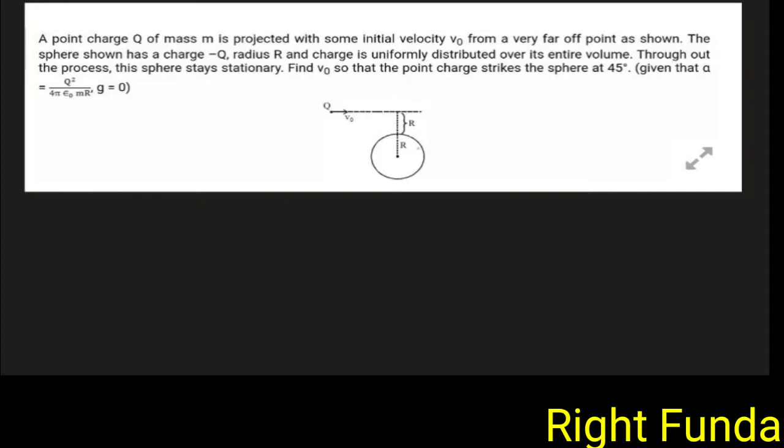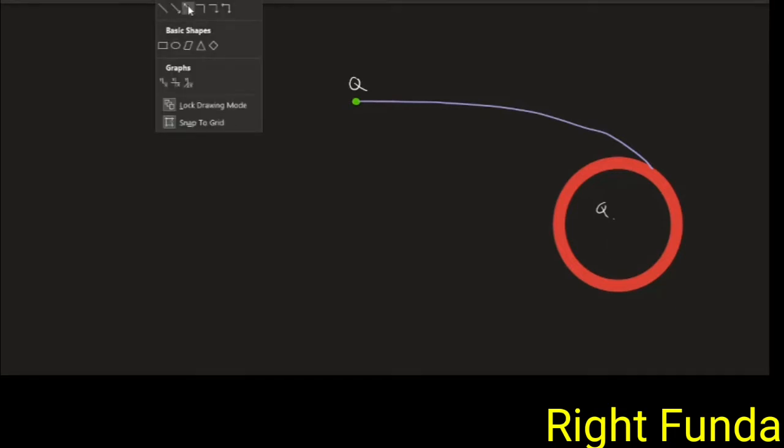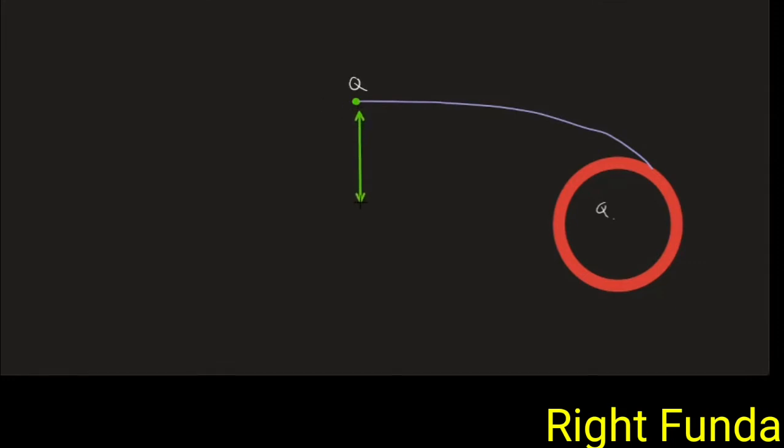So let's discuss this problem. What happened here? This is my sphere, and there is a particle here. This particle starts from here and goes like this. This is because charge q is there here, and here also charge q has been distributed throughout. The radius of the sphere is r, and the distance of separation is given as 2r from here to here.